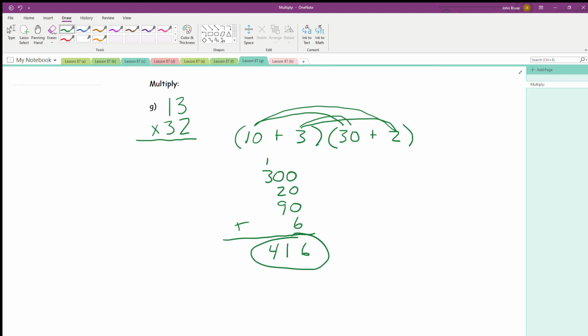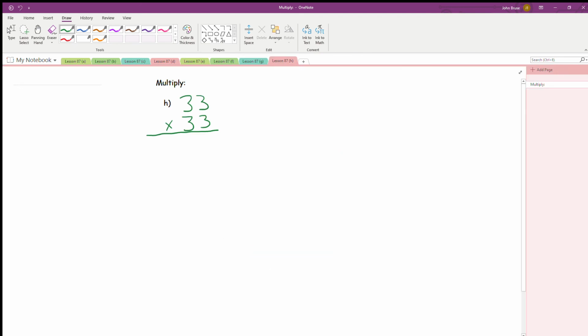Okay, last problem. We're going to do this one with the shortcut method. 33 times 33. Okay, 3 times 3 is 9. Then we're going to multiply 3 times 3 again. That's 9. On our second row, we're going to put a 0 here. 3 times 3 is 9 again, and 3 times 3 is 9 again. We're going to add these up. We've got 9. 9 plus 9 is 18. We carry the 1. That leaves us 1,089.